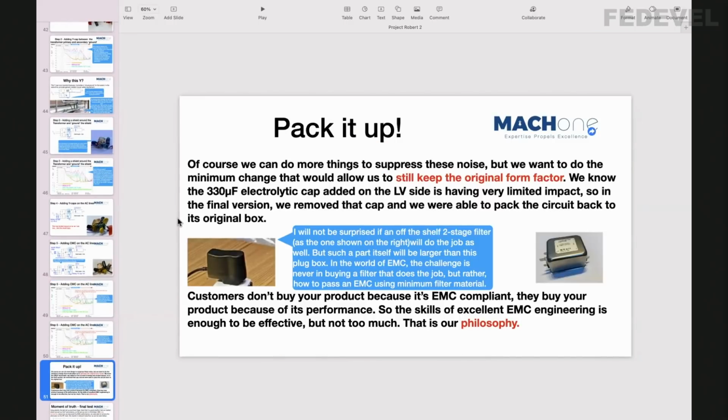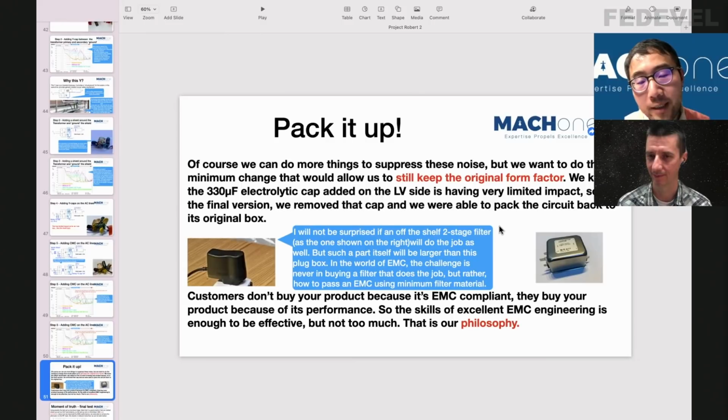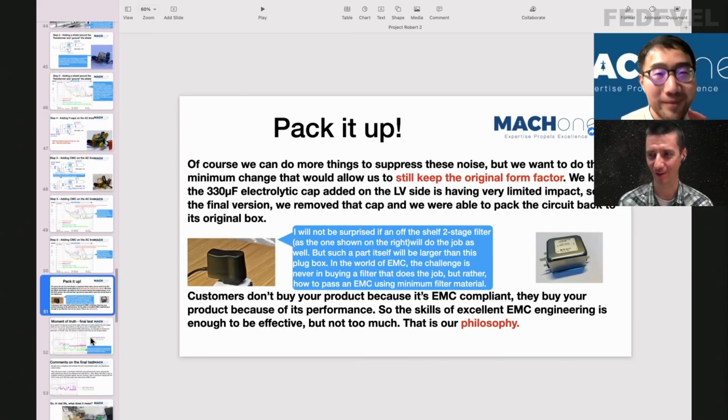And the final step is I can pack everything up in the original little plastic. And I mentioned something here. Basically, the beauty of EMC engineering, in my opinion, is you can fix some problems and still use the same box, because everyone can buy a big heavy filter, like this one, and put it in and it works. But that's not fun. The fun part is to solve the problem at the noise source and pack it up still in an original form. Not stopping the noise, but stopping the source of the noise.